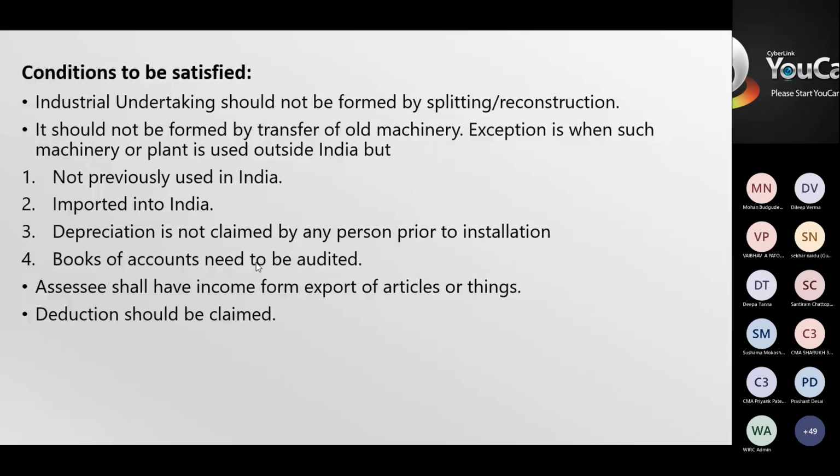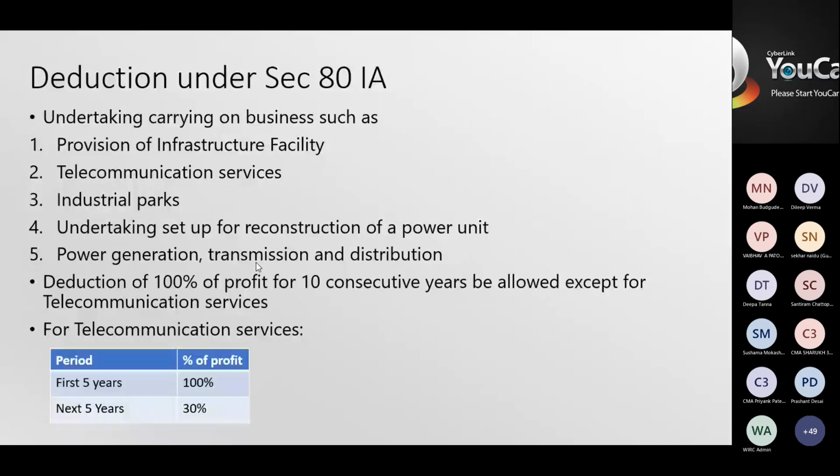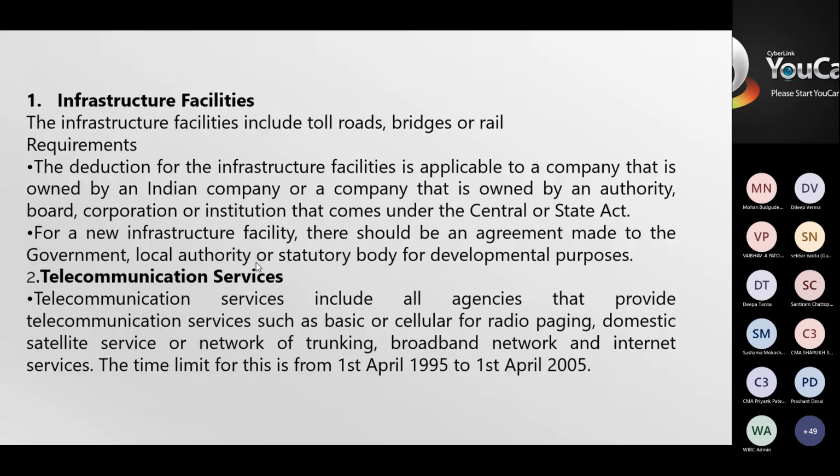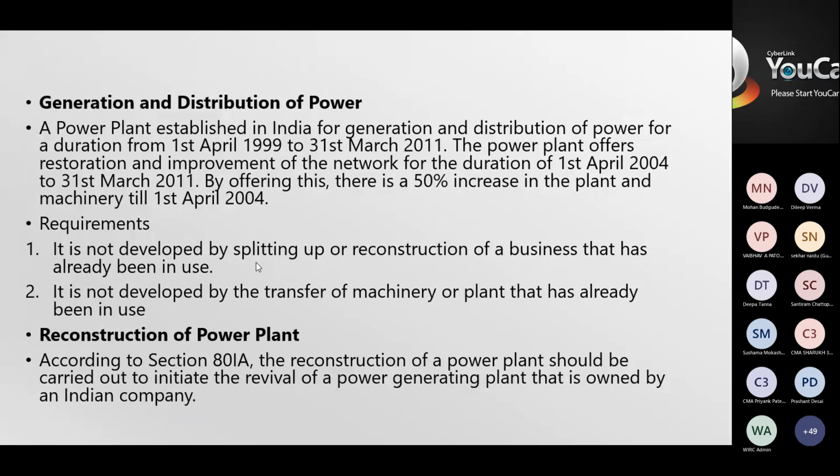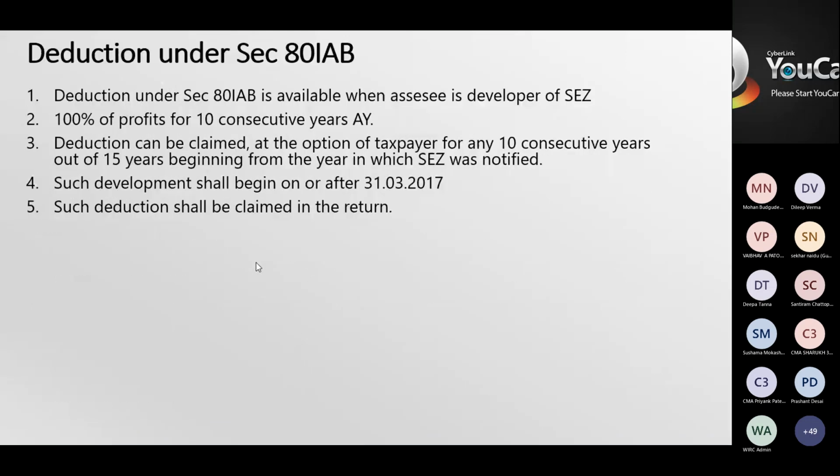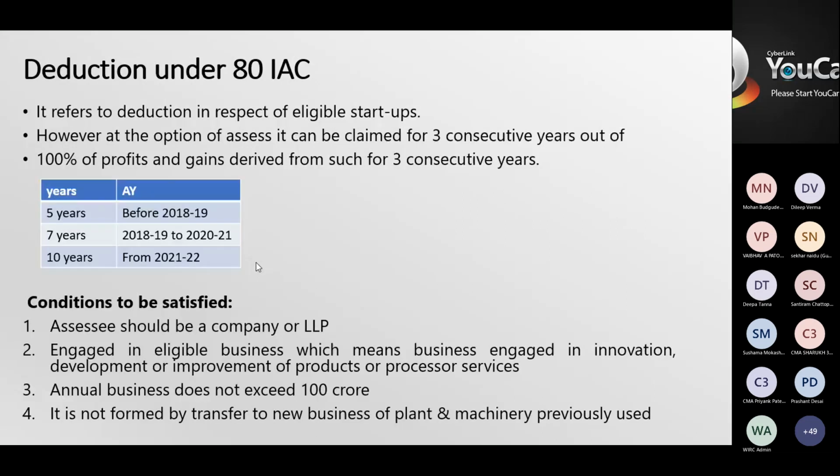Then there is section 80IA, typically for infrastructure facility, telecommunication, industrial parks, reconstruction of power units, power generation. So up to 100% of profit is allowed. For telecommunication, for the first year it is 100%, from next year it is 30%. Again, I'm just taking this through just to let you know that there are certain exemptions and deductions which are available under this section.